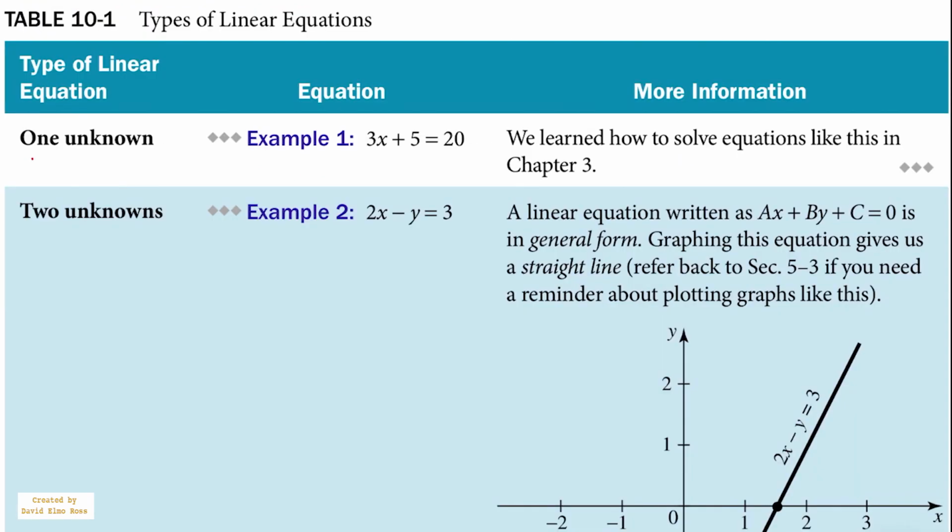So far we've dealt with equations with one unknown. We had something like 3x plus 5 equals 20, and we solved it by subtracting 5 from 20. 3x is equal to 15, x is equal to 5. That was pretty straightforward. However, when we start dealing with equations with two unknowns, this becomes a little different.